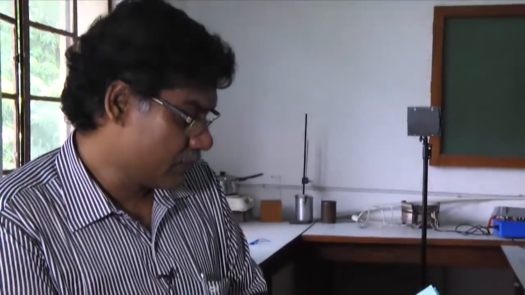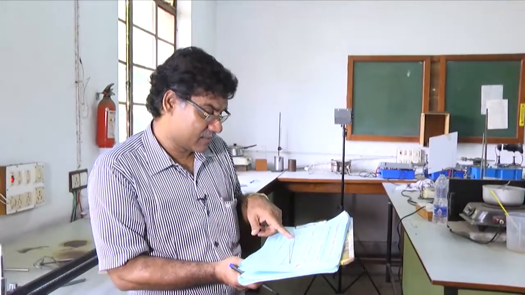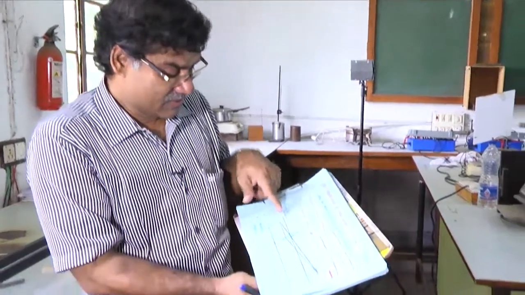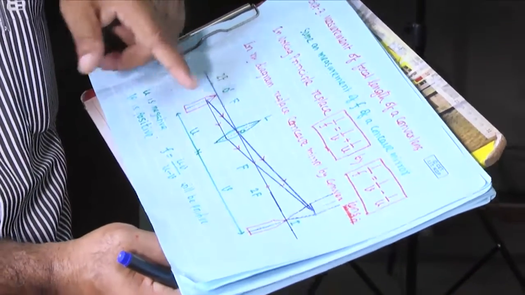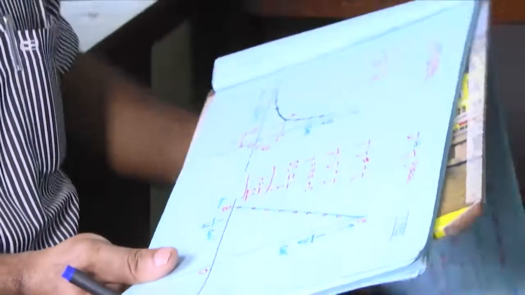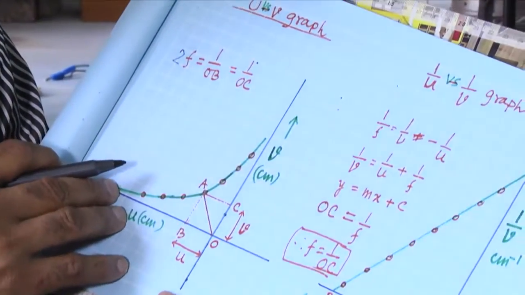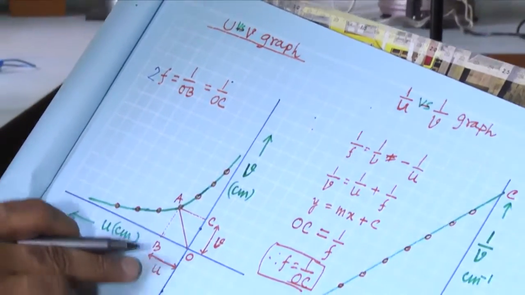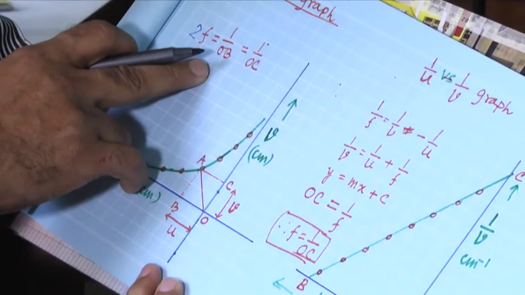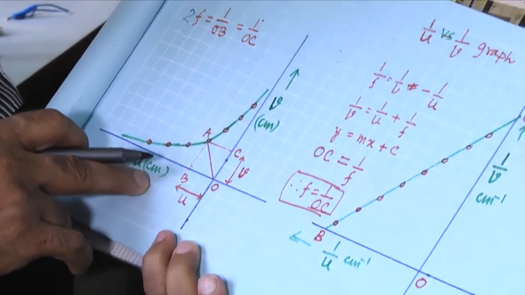So when you get the image and object at the same distance, it will be at 2f, that means at the radius of curvature. The other one also I think I have written wrongly. So this has to be 2f.